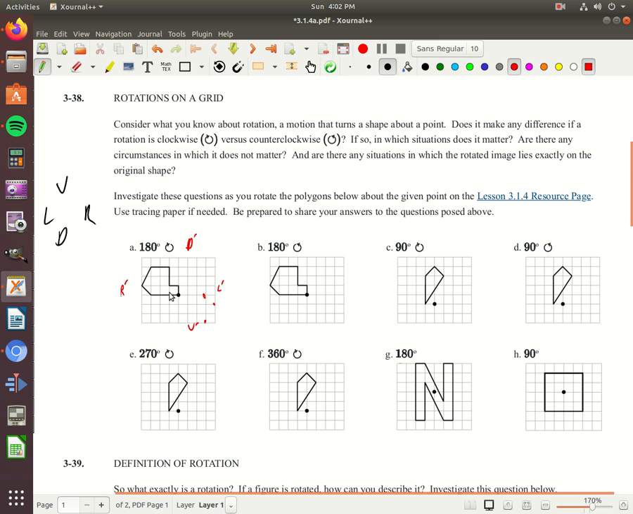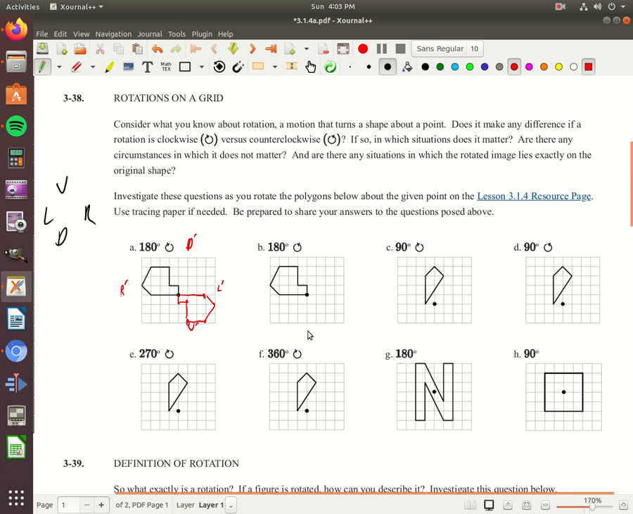To get this point, I went left 1 and up 1, 2, 3, so I'll go left 1 and up 1, 2, 3. To get to this point, I went left 1 and up 1. Here I just had to go up 1. So you can see I get something that looks like that, and it does look like a 180-degree rotation. What's interesting is it doesn't matter if I rotated clockwise or counterclockwise, it's going to be the same.